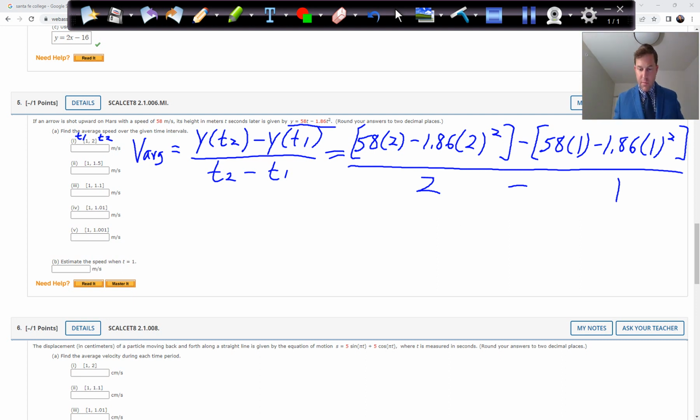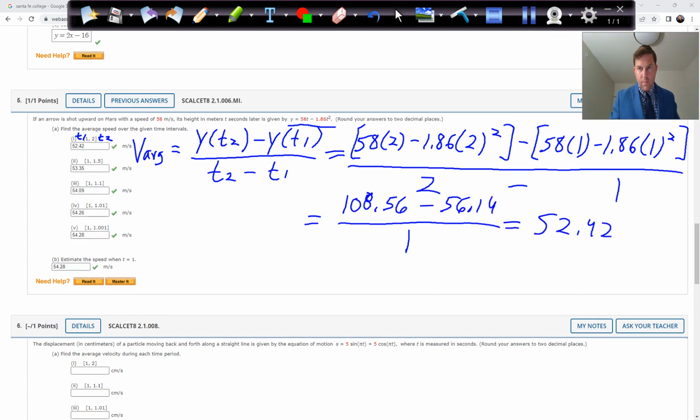Okay, so let me get the numbers for that. If you plug in these numbers, when time is 2, you get 108.56. When time is 1, you get 56.14. The difference in 2 and 1 is easy. It's just 1. So subtract those two numbers, you get 52.42. So that's the average speed of this arrow from second 1 to second 2 on this Martian surface.